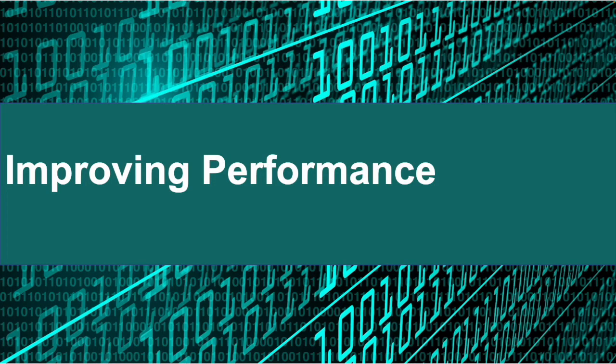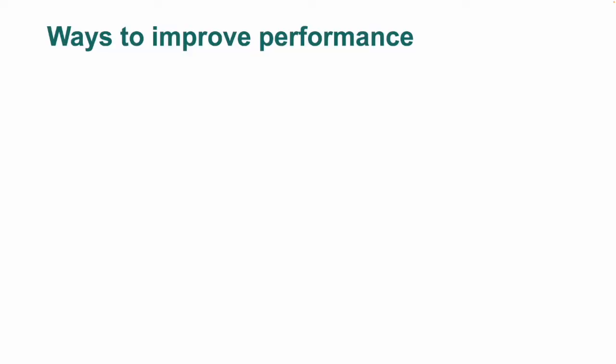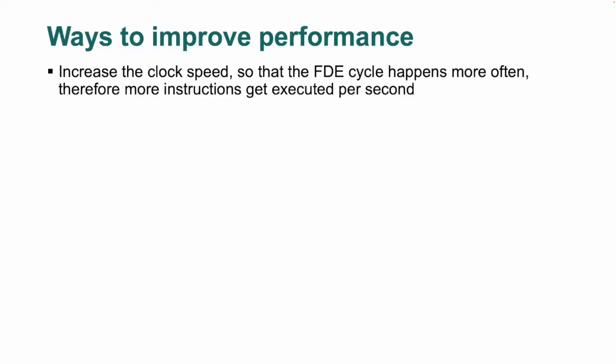Okay, the final little section of this video is going to be talking about how we can make our CPU or our computer in general perform a little bit faster. So there are 3 ways that we're going to learn about that this can be done. First way is to increase the clock speed, the speed of the system clock. Because the cycle happens once per clock tick, if we make the clock tick more times, we're going to get more cycles. Okay, so more instructions will get executed per second with a higher clock speed.